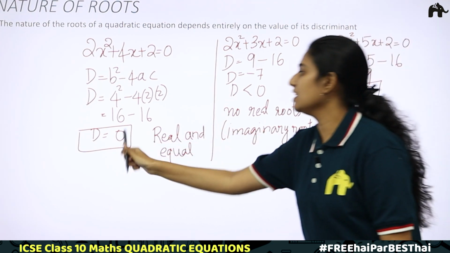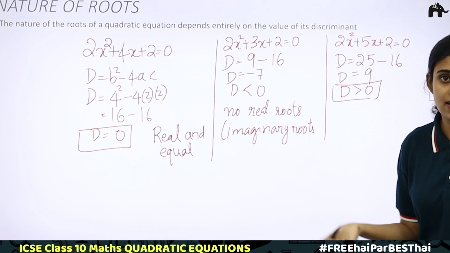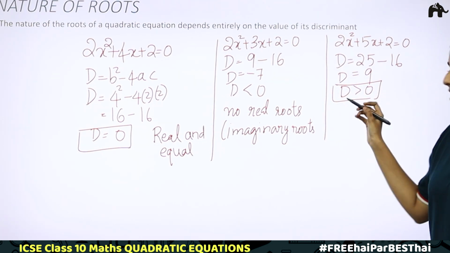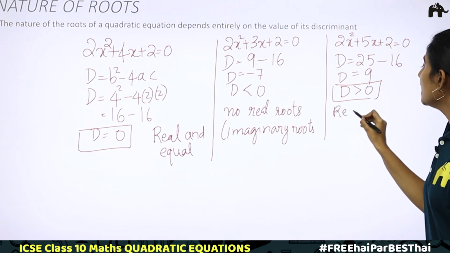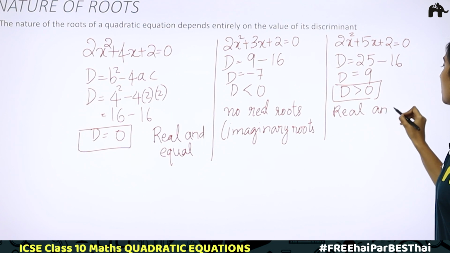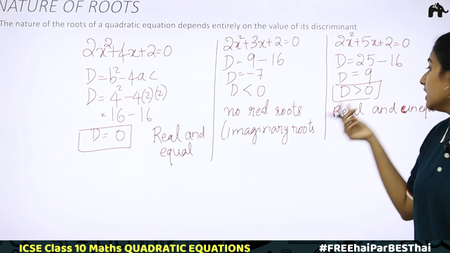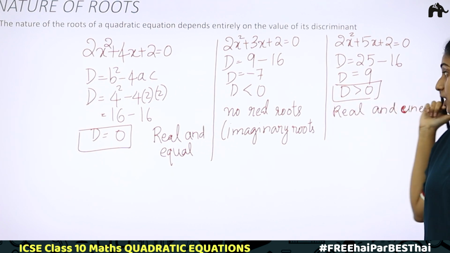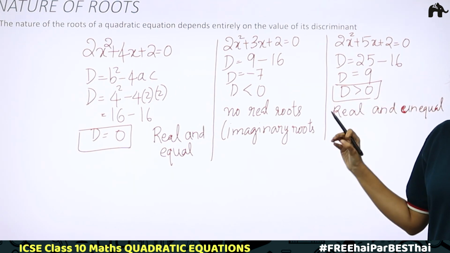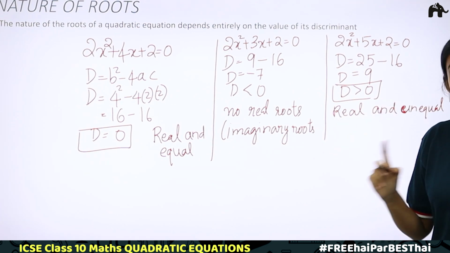In the first case, D is equal to 0. Second case, D less than 0. Third case, D greater than 0. When D is greater than 0, here again we will be getting real number values as roots. Also, these roots are unequal, not equal. If the discriminant is greater than 0, then the roots are real numbers, but they are unequal. They are not equal.